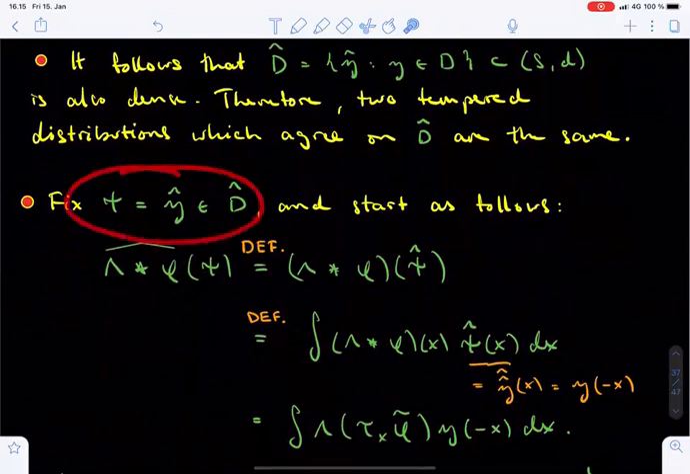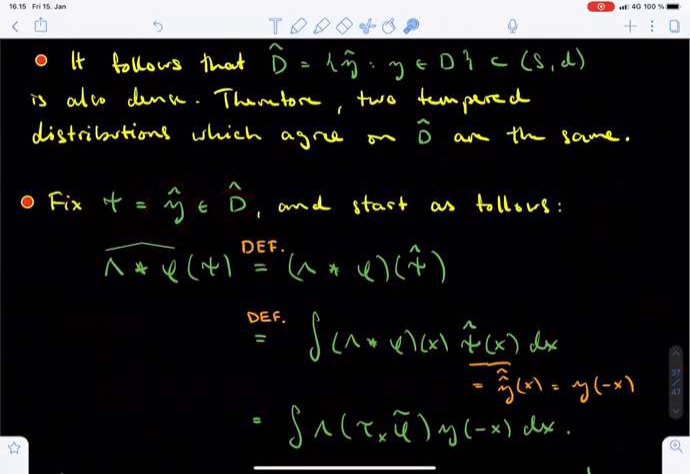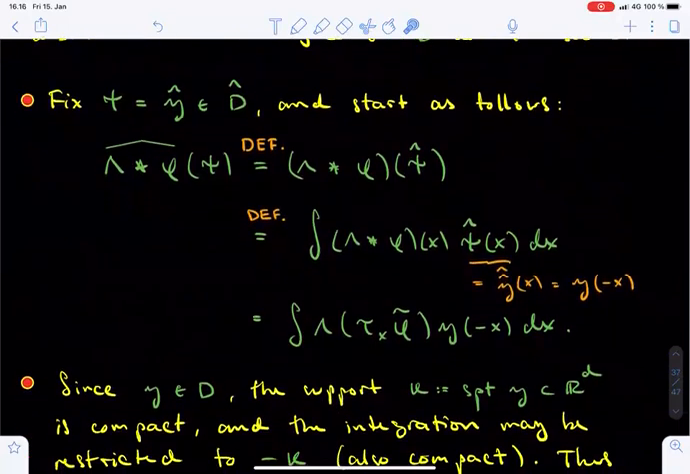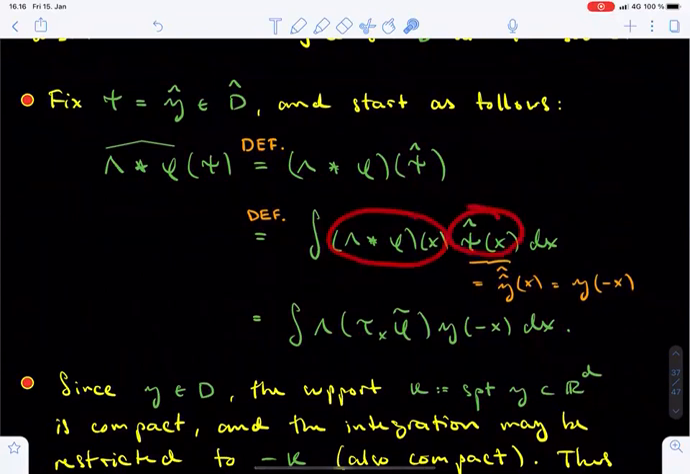Fix a Schwartz function psi, which can be written as hat of eta for some test function eta, and start from the left-hand side of the claimed equation. First, by definition, the Fourier transform of the convolution acting on psi equals the convolution acting on hat psi. But the convolution is just a function, so this expression means, by definition, the integral of the convolution multiplied by the function hat psi.